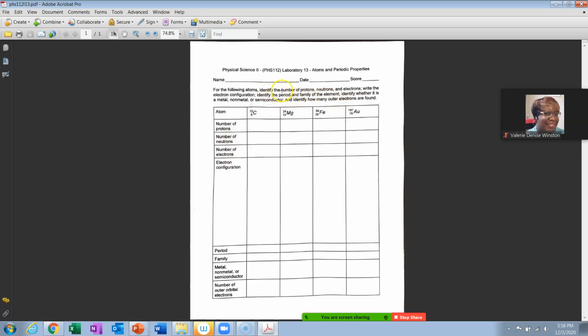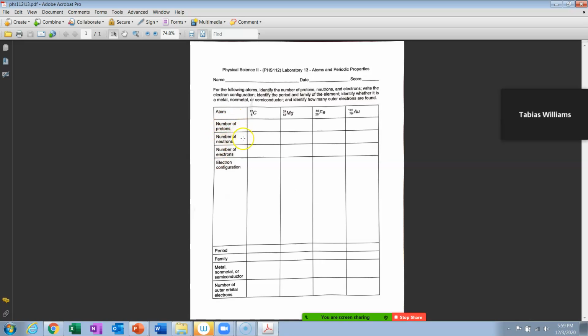So what we'll do is identify the number of protons, neutrons, and electrons. Let's do that first. That's pretty easy. How many protons are in carbon? Anyone want to offer a guess? 6. That's that number at the bottom. How about magnesium? 12. All right. Iron? 26. Okay. And gold? 79. Boy, we got some. Down here we're going to do some drawing, aren't we?